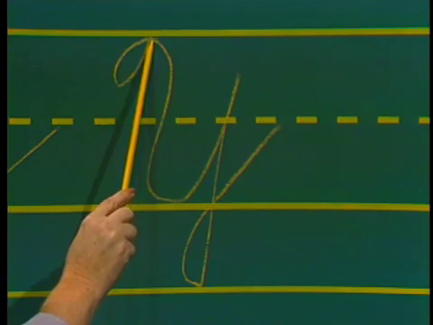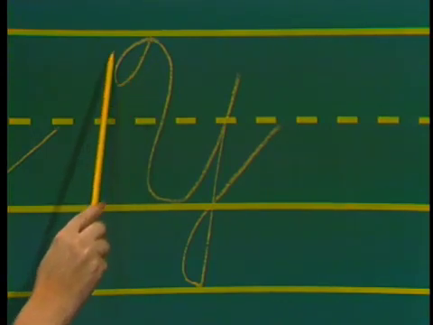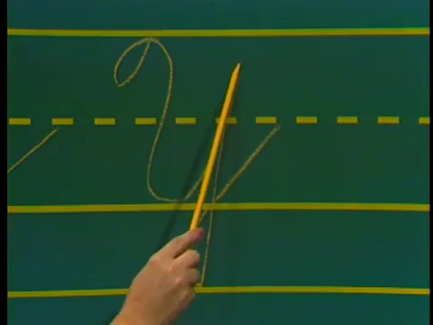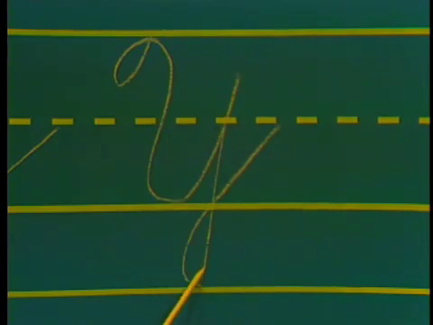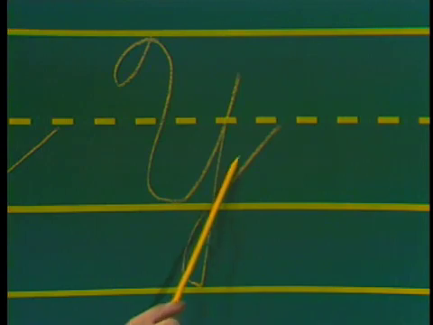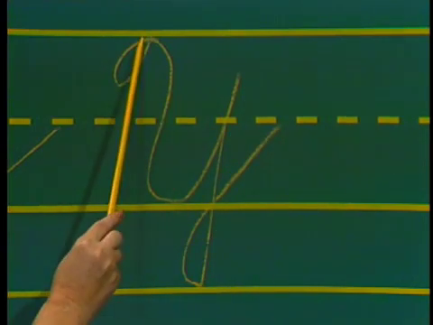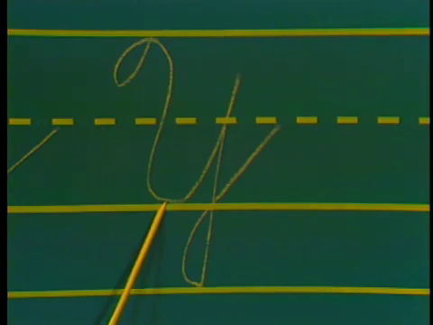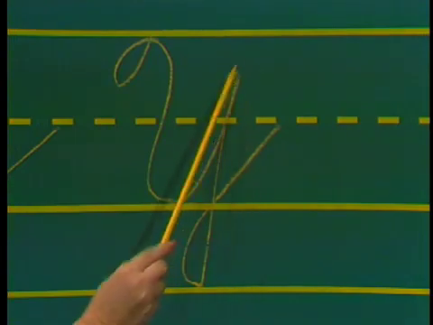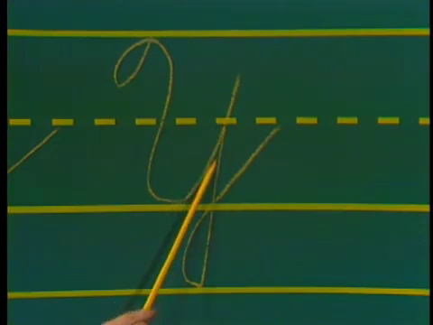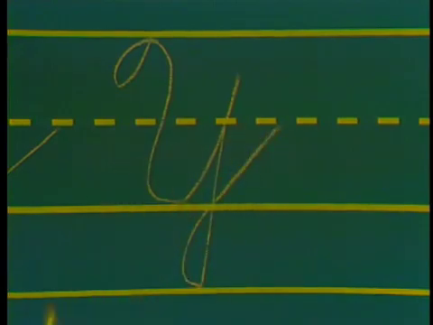Ready? Begin. 1, 2, 3, 4. Check to see that you started at the headline, that your undercurve is at the baseline, that you came up halfway between the midline and the headline, and then retraced as you came down to the descender, and then an overcurve for the finish.